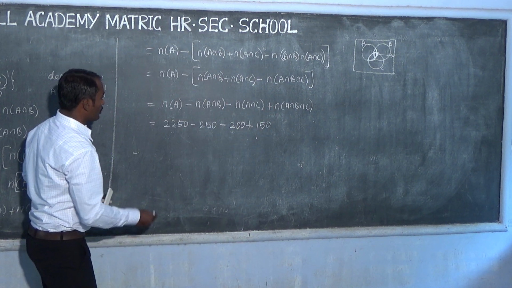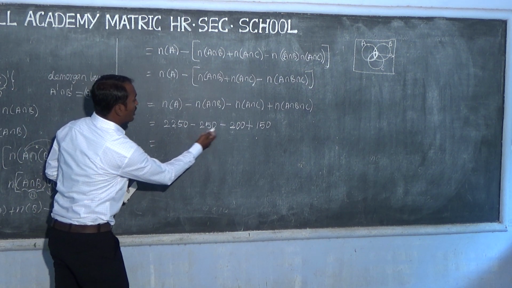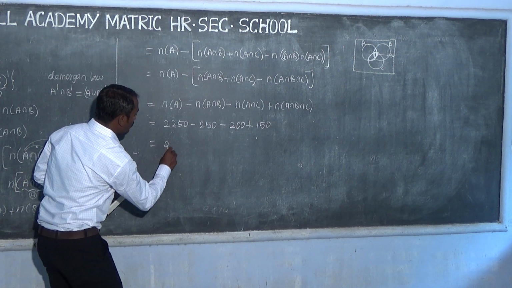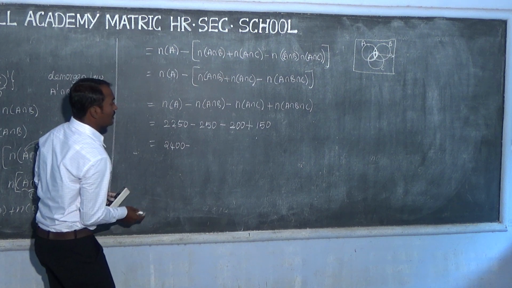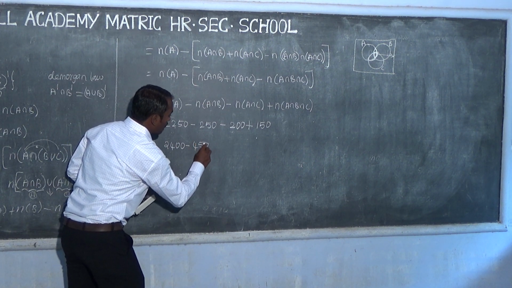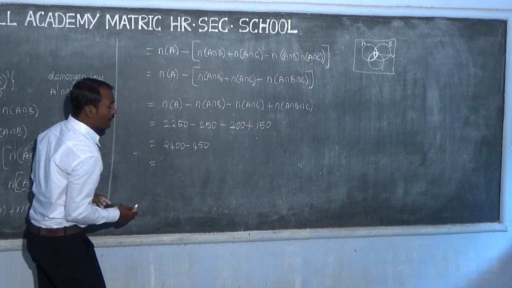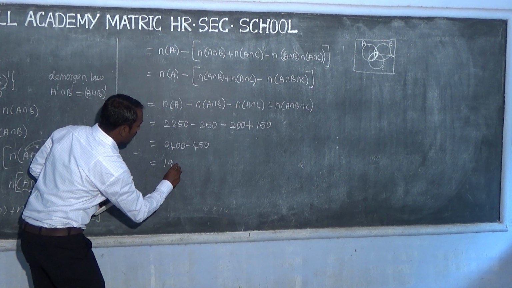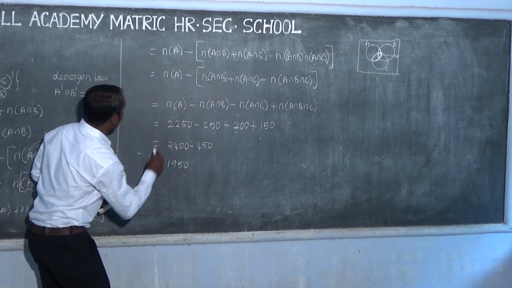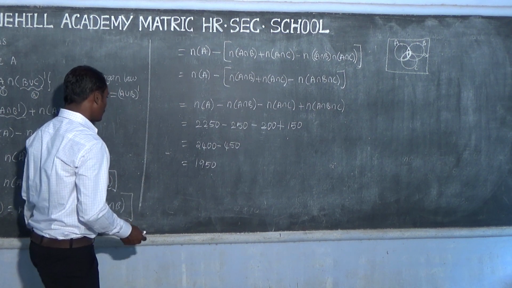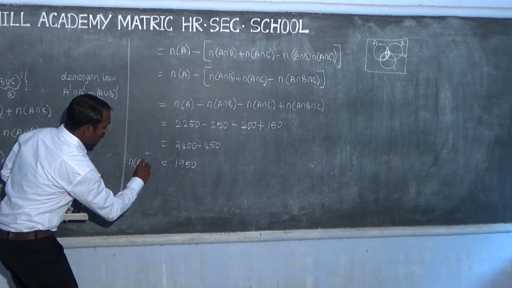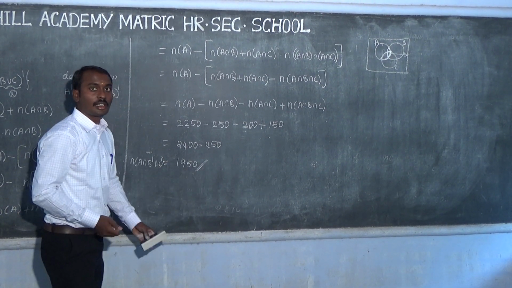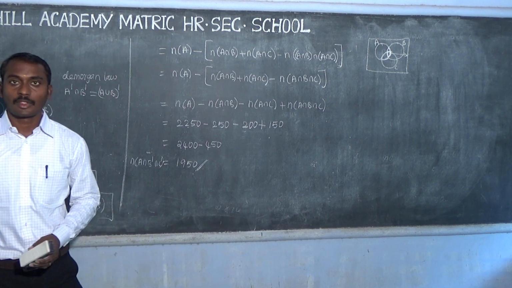Okay, so take 250 plus 200 is 450, and 2250 plus 150 is 2400. My negative values are 450 and the positive value is 2400, so 2400 minus 450 is 1950. This is n of A intersection B dash intersection C dash. Hence solved the problem.